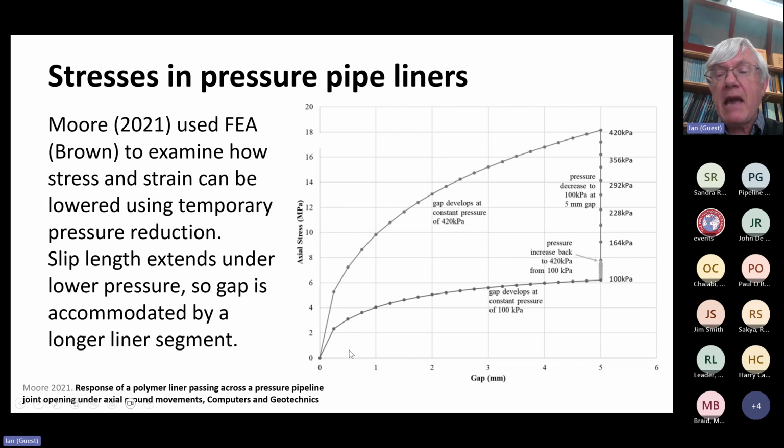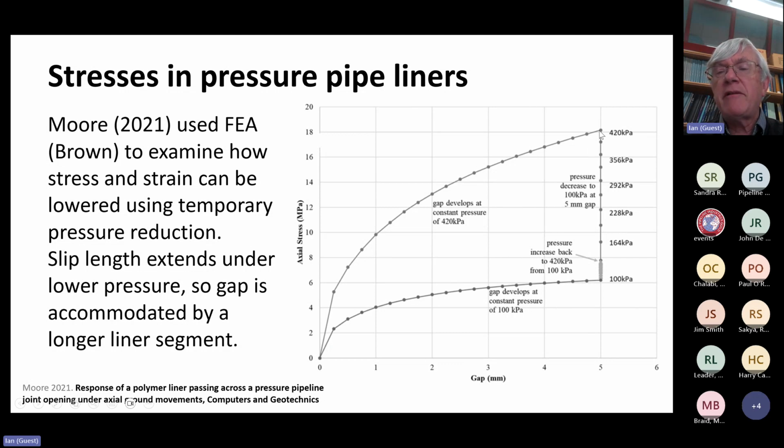As the gap opened, let's say the gap was expected to open 5 millimeters under this sort of stretching, then we would get an axial stress developing of about 18 megapascals, which is quite a high value, and it would be up close to the yield limit of a typical epoxy or polyester liner.